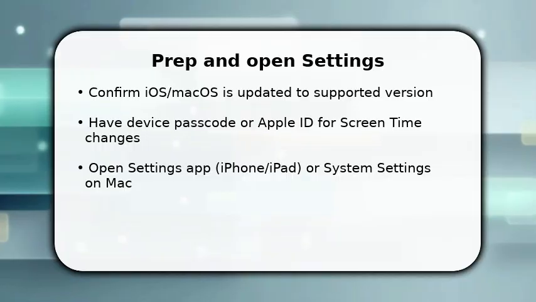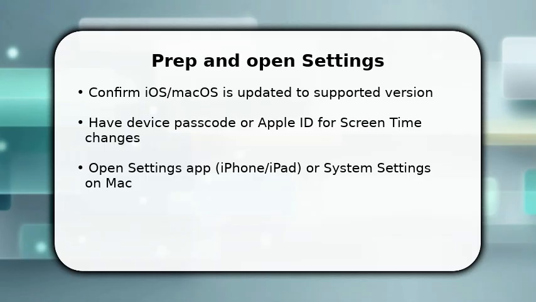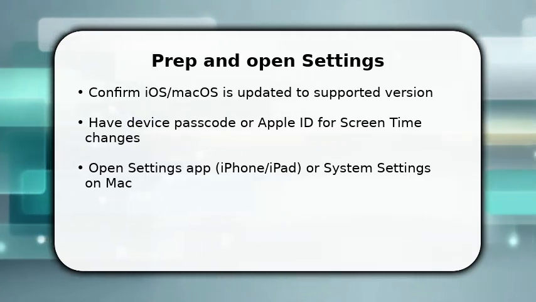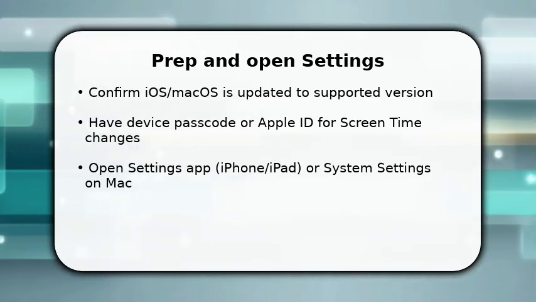Next, tap or click Screen Time to begin. If Screen Time is off, turn it on now and set a passcode. This ensures only authorized people can change content limits. Do this quickly so you can move straight into content restrictions.